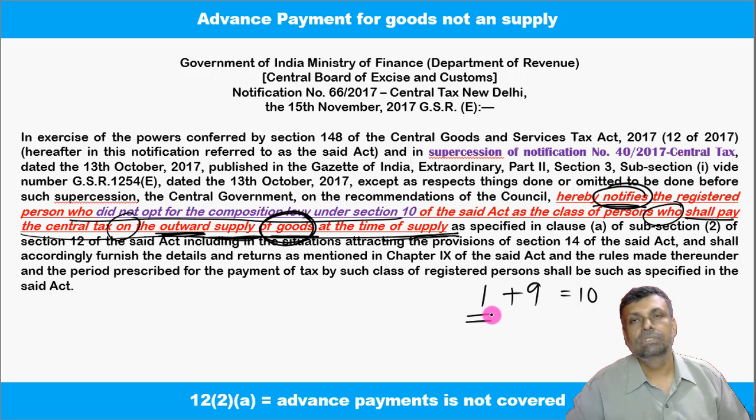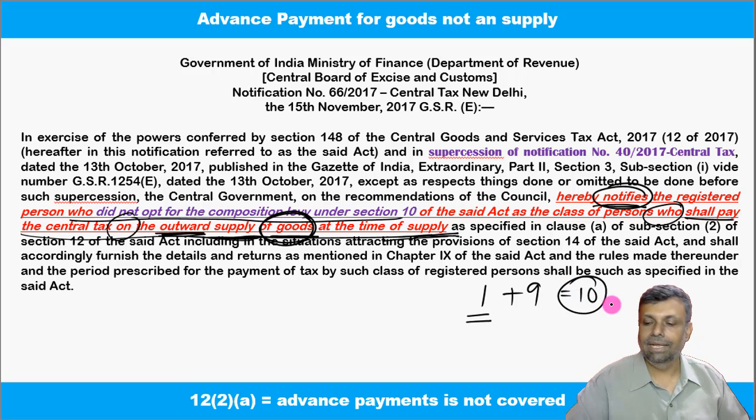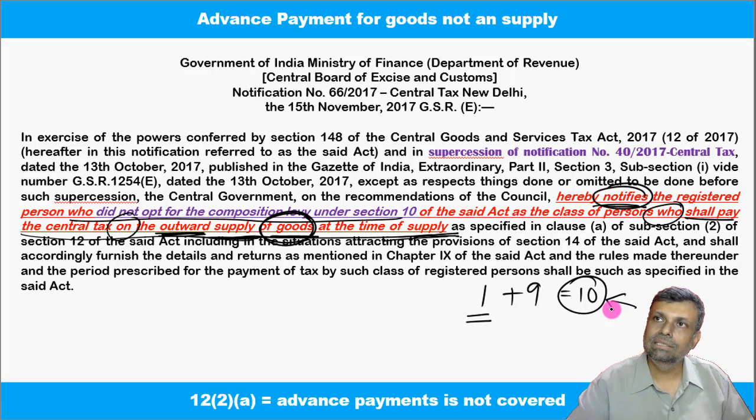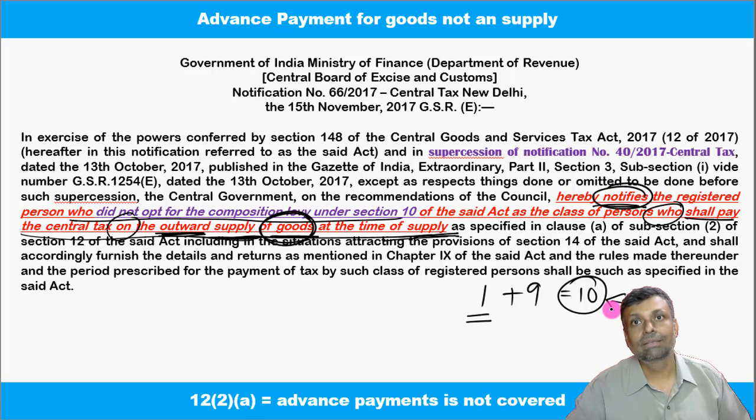So the time when you have received this particular 1 lakh rupees, at that time the advance payment with respect to the goods will not be regarded as a supply. But when you are actually supplying, supposing 10 lakhs, at that time the entire 10 lakhs will be regarded as a supply. So basically, when I say that it will not be regarded as a supply at the time of advance, that doesn't mean that it is not a supply. That means advance payment per se will not be regarded as a supply, but when there is an actual supply, it will be regarded as a supply.